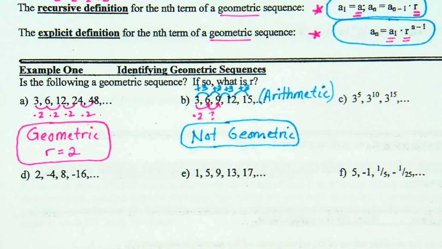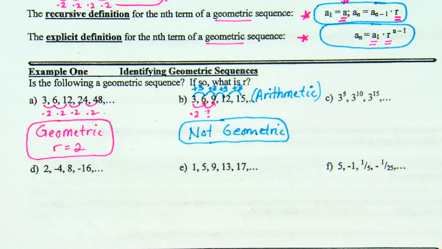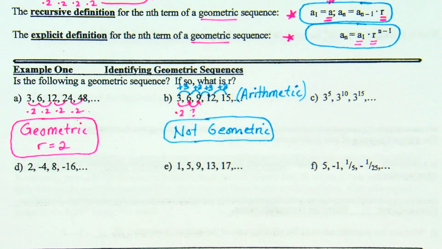Okay? You get your easy lead in there, didn't you? Ready to try C? 3 to the 5th, 3 to the 10th, 3 to the 15th. So we have to somehow decide whether or not this is geometric.